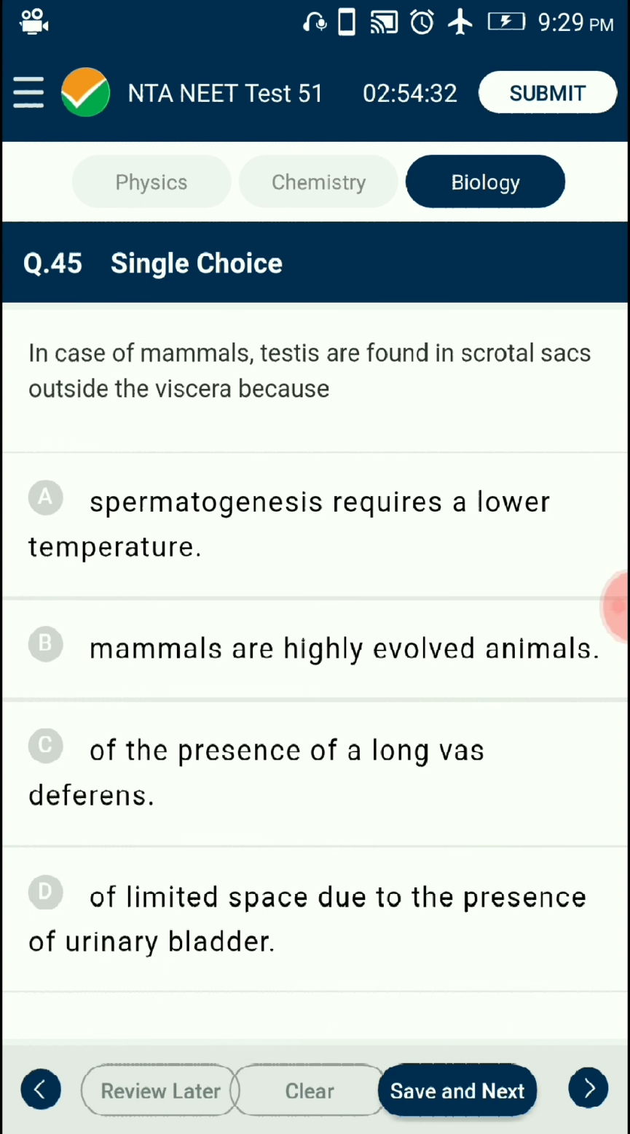Question number 45. In case of mammals, testes are found in scrotal sacs outside the viscera because in man, both testes normally remain suspended in a pouch called the scrotum outside the abdominal cavity. This keeps the testes at a cooler temperature than the body temperature, about 2 degrees below. This is essential for the maintenance and function of the spermatogenic tissue of the testis. Testes descend into the scrotal sacs when the fetus is about 7 months old and this occurs under the influence of follicle stimulating hormone and testosterone. So the answer is option A. Spermatogenesis requires a lower temperature.